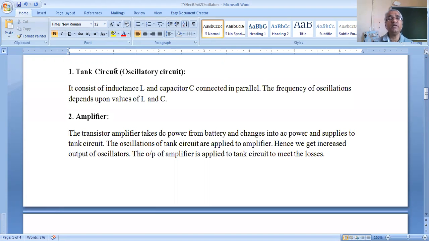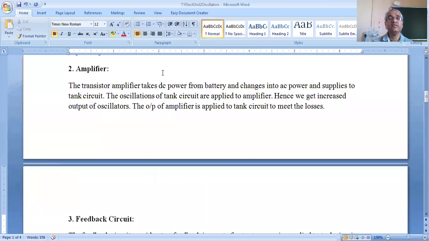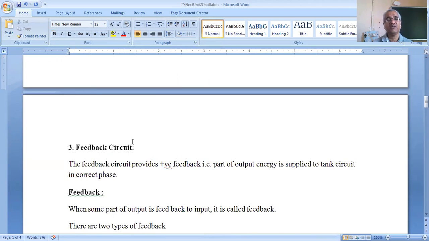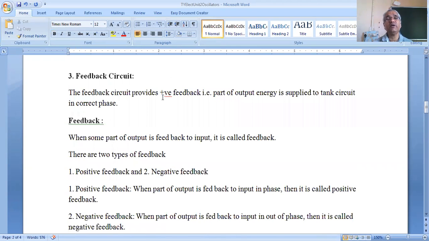So the amplifier converts DC power from the battery into AC power and supplies it to the tank circuit. The oscillation of the tank circuit is applied to the amplifier, hence we get increased output of oscillation. So the output of the amplifier is applied to the tank circuit to meet the losses. Okay, that means the damping in the tank circuit is covered by the amplifier circuit. So the feedback circuit provides positive feedback.